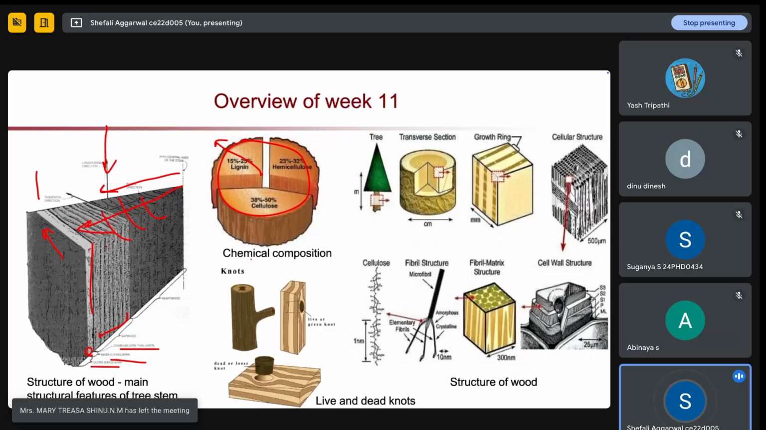The other thing is, what is the chemical composition of wood? Mainly our wood is formed of 50% cellulose, 15 to 25% lignin, and 23 to 30% hemicellulose. These are the 3 main components of our wood composition, and you might have studied their properties in the slides. It is given in detail. You can go back and see those things.